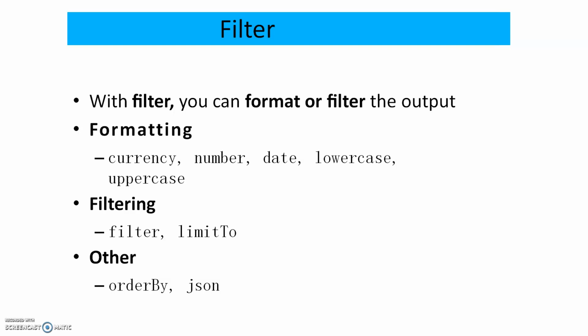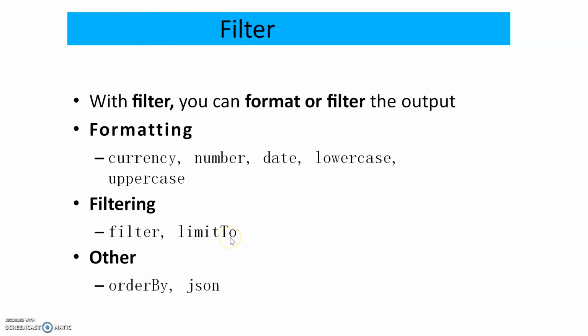What can we do with the filter? You can format or filter the output. For presenting the output, you can apply some specific format, or you can filter. Suppose there is a list of elements, and from that you have to filter out a particular element and display or use only that. At that time you can use the filter. Formatting you can do of currency, like suppose you want to show the currency in INR, dollar or euro. So you can mention the formatting using a filter. Number, date, lowercase, uppercase, these formattings you can apply, and many more features are there.